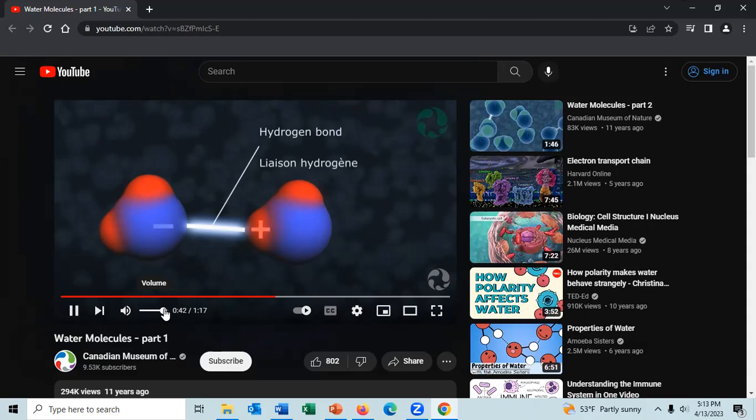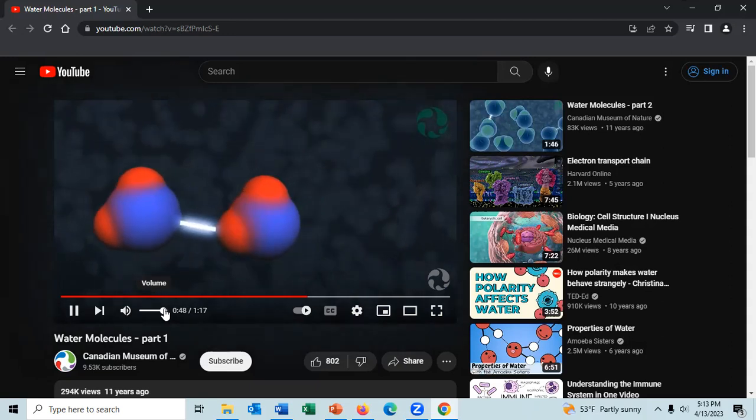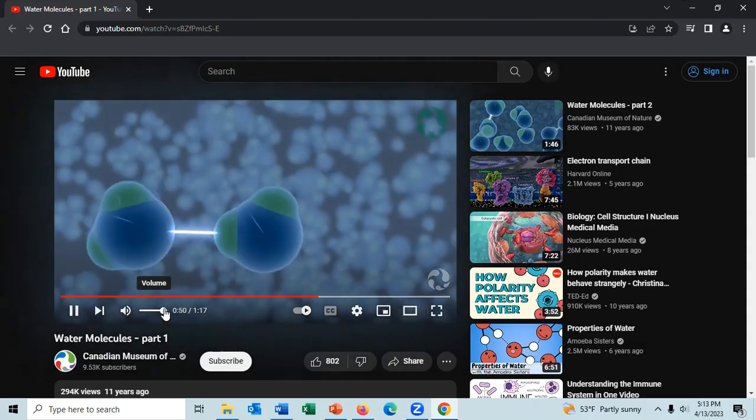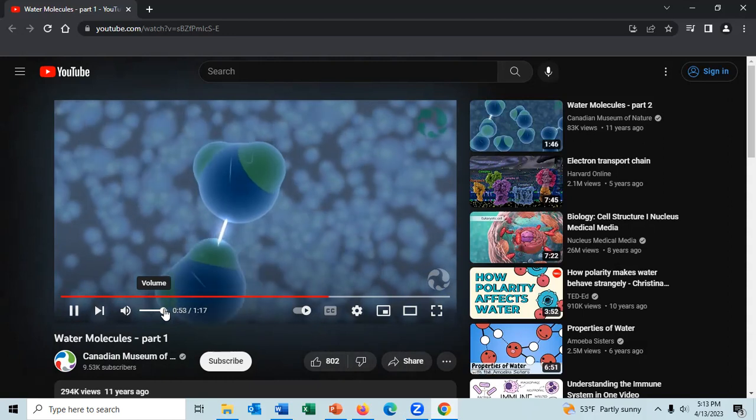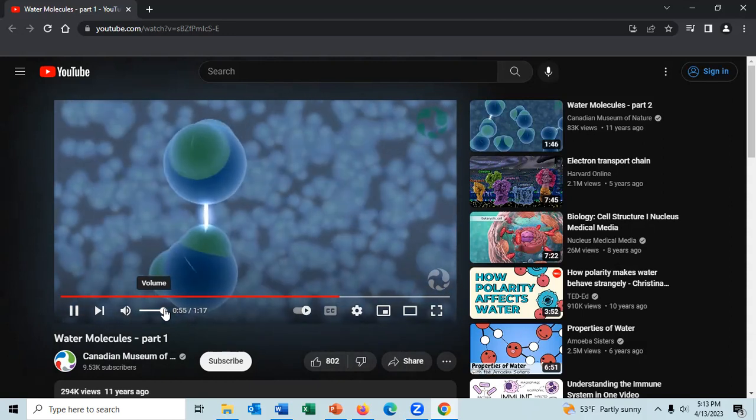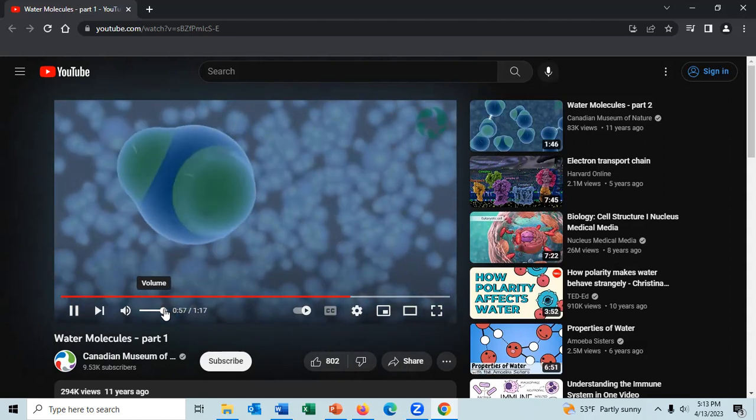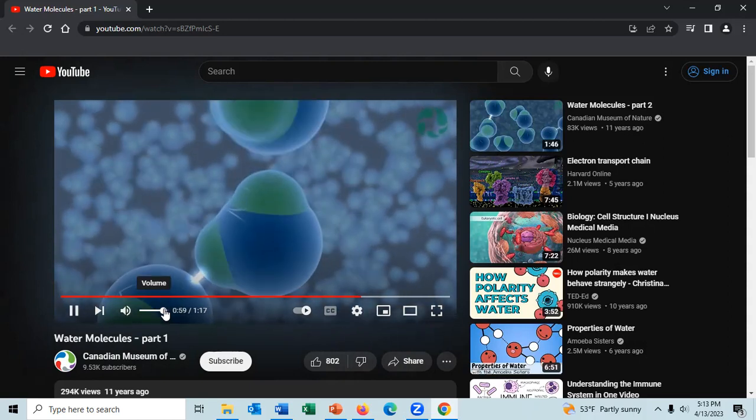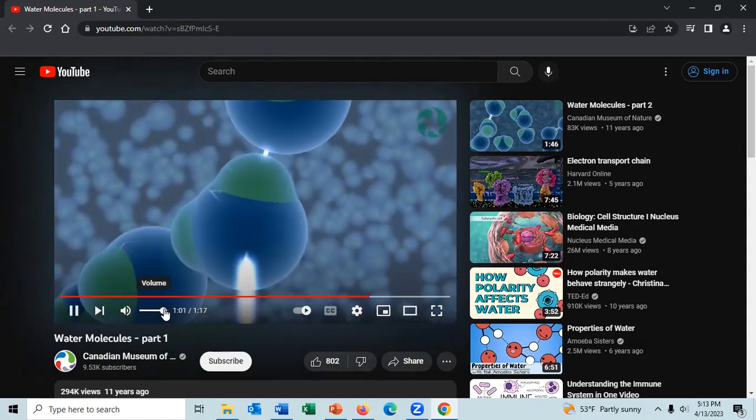That's the hydrogen bond forming and breaking all the time, which we have in liquid water. There it's broken, formed with another molecule. All right, any questions about any of this?